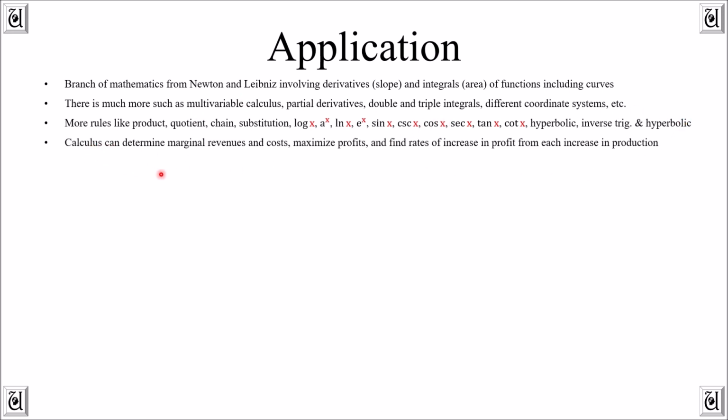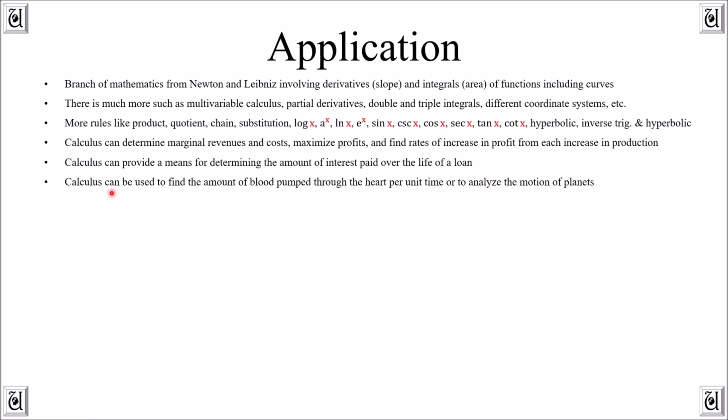So one of the key applications has to do with optimization. So you have calculus that can determine marginal revenues and costs, and it can maximize your profits. It can find rates of increase in profit from each increase in production. You can also have calculus for determining the amount of interest paid over the life of a loan. You can also have calculus to figure out the rate of blood pumped through the heart per unit time, and so really any rate that you can think of. And then also to analyze the motion of planets, right?